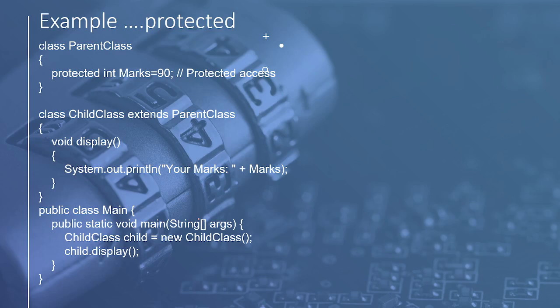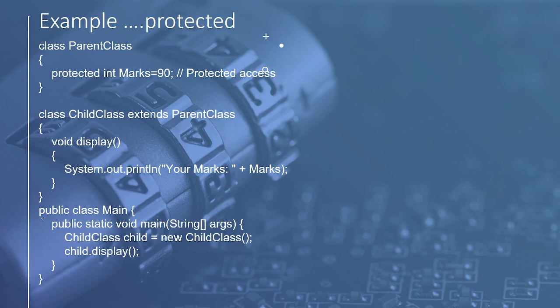In this, we have a parent class. This is Java. For protected, we have to use the keyword protected. Then we have a child class, which extends the parent class, and we have just displayed the marks. You can see we have used the word extends to access the parent class as it is protected. Okay, there is a protected member.